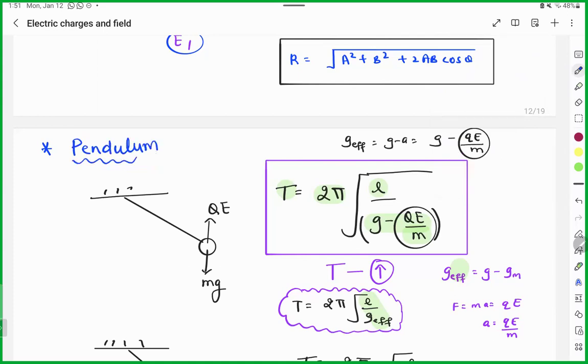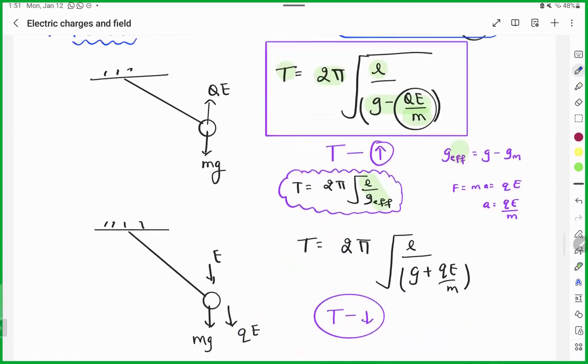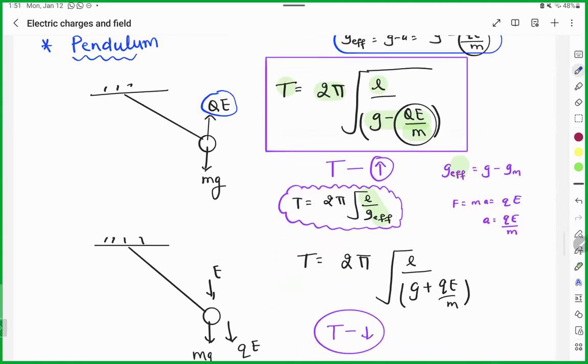You should know the real formula: G effective. G effective is G minus A, and A value is QE by M, when the electric field is acting in the upward direction here. It is opposite to the mg.